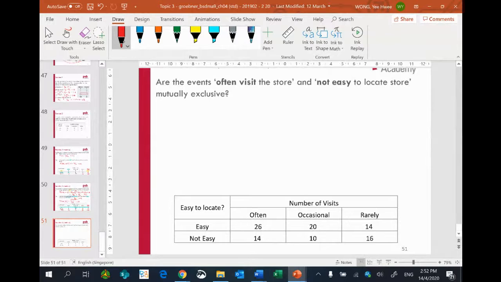Often and not easy. Often, not easy. So how much? 14 out of the total, which is 100. Now you just need to know that if it's a 0, then they are mutually exclusive. Now you find that it's not a 0. Since this is not a 0, they are not mutually exclusive.